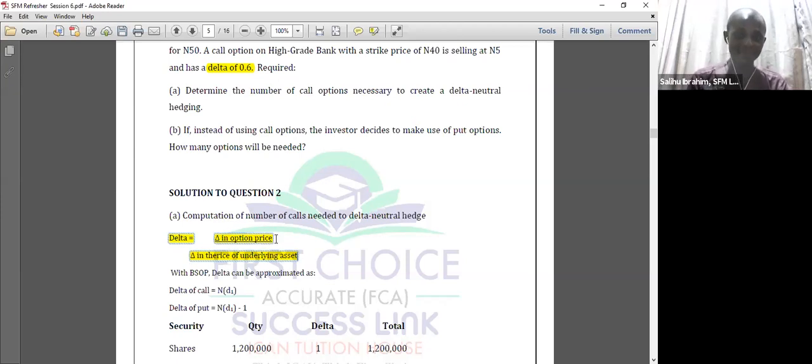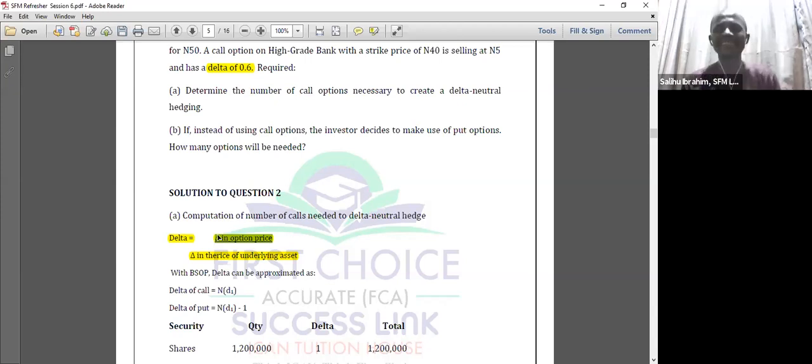Let me come again. As the price of the underlying asset changes, so also the price of the option will change. If you now want to hedge using delta, it means you want to create a position such that whatever happens to the price of the underlying asset, the price of the option remains unchanged. That is what we call delta neutral hedging.